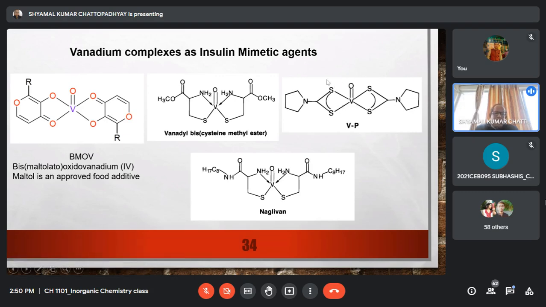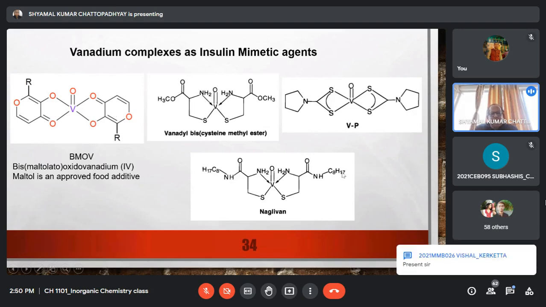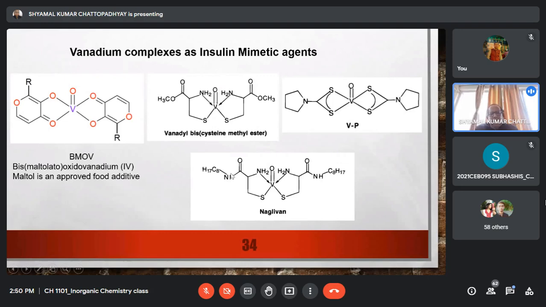So you will be asked to name two vanadium compounds which can show insulin mimetic properties. Among these four complexes, any two which you like, but I will advise to keep BMOV, this mannitol, and you can take an example from any one of these three. But I shall again advise this one to remember, because this has been commercialized.